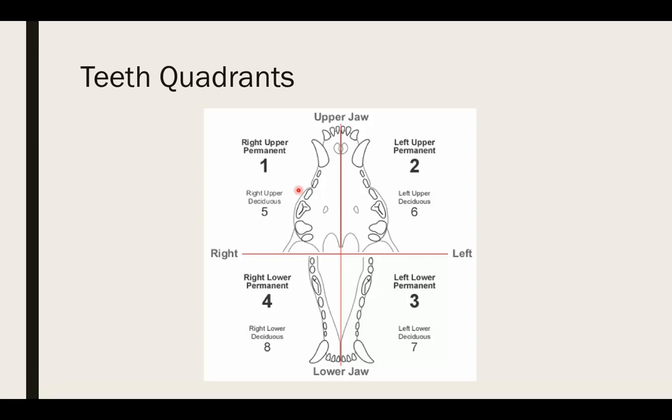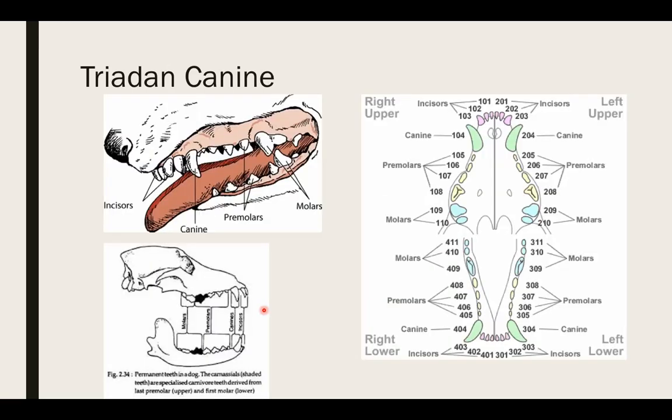Quadrant 1 is the upper right, and it's represented by the hundreds. Quadrant 2 is the upper left, represented by 200s. Quadrant 3 is the lower left, represented by 300s, and Quadrant 4 is the lower right, represented by 400s.